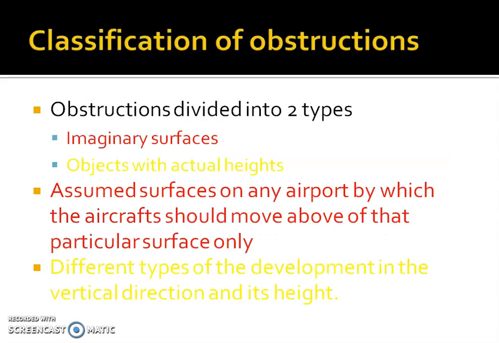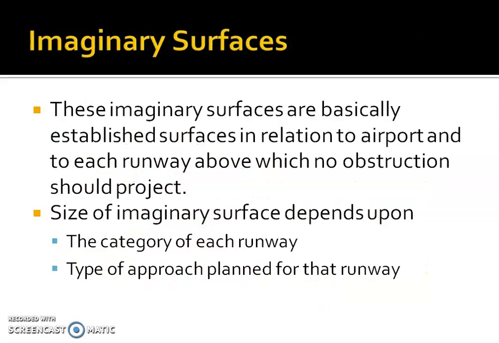So it can be divided into two types. It may be an imaginary surface, which is an assumed surface of an airport, above which an aircraft should move. Another type of obstruction is an object with an actual height, where we are able to visualize tall structures in a vertical direction, different developments. That is one type of obstruction. An imaginary surface is the other.